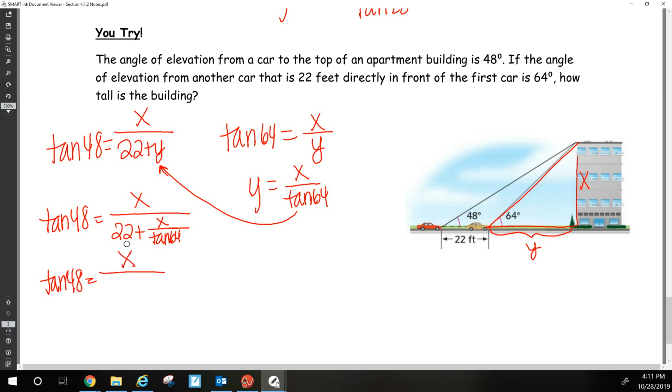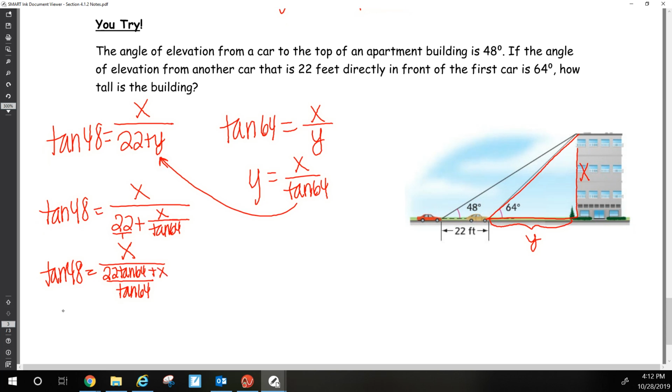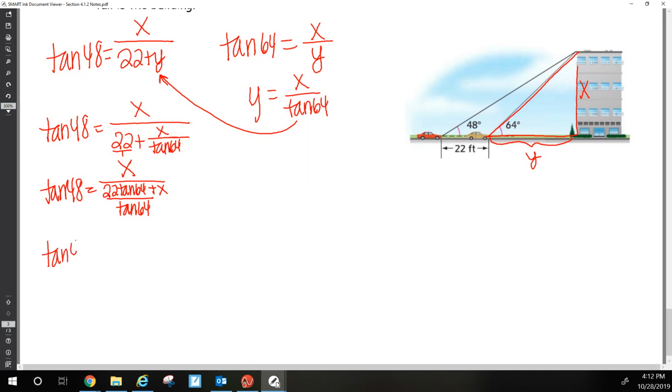So this is going to be x. Here I need a common denominator between these two. The common denominator is going to be tangent 64. So I'm going from 1 to tangent 64, I'm going to multiply by tan 64. So this would be 22 tan 64. This already had the common denominator, so it's going to stay x. All right, now on that side, I've got a fraction over a fraction. So I've got x over 1 times the reciprocal of this, which would be tan 64 over 22 tan 64 plus x. Multiplying that straight across, I get tan 48 is equal to x tan 64.